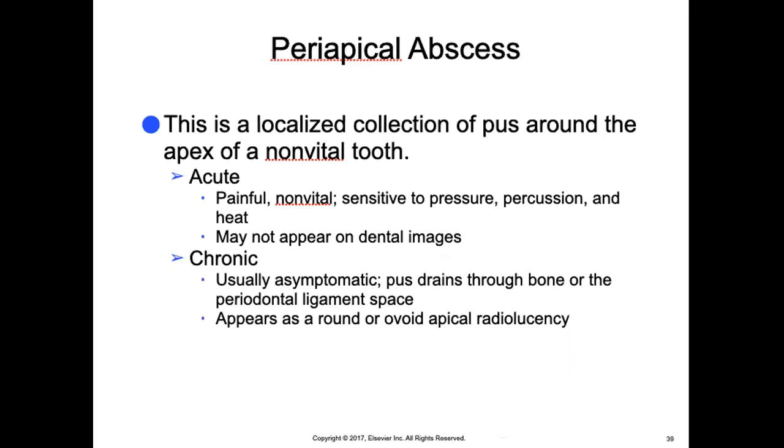A periapical abscess is a localized collection of pus around the apex of the non-vital tooth. This can be acute, meaning it's painful, or non-vital, usually sensitive to pressure, percussion, which means tapping, and heat. This may not appear on a dental image, but usually it does. Chronic, usually asymptomatic, is where we have pus that drains through the bone or the periodontal ligament space. It usually appears as a round or ovoid apical radiolucency.